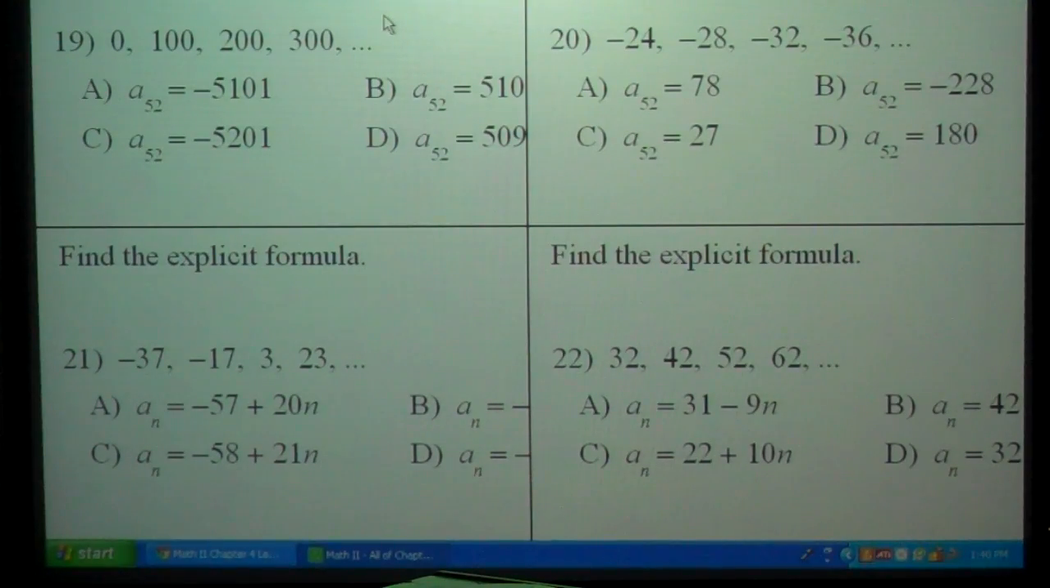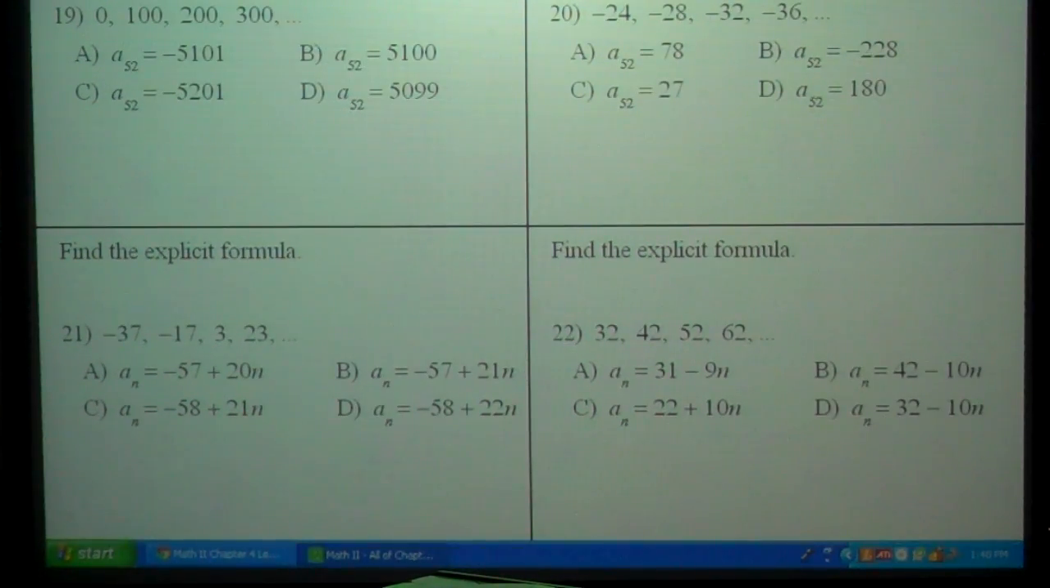This says find the 52nd term. This says write the formula. I've got to make it a little smaller. There you go. Find the 52nd term. First, you got to find the rule. Okay, 0, 100, 200, 300. The 52nd term out here is going to be some big number.